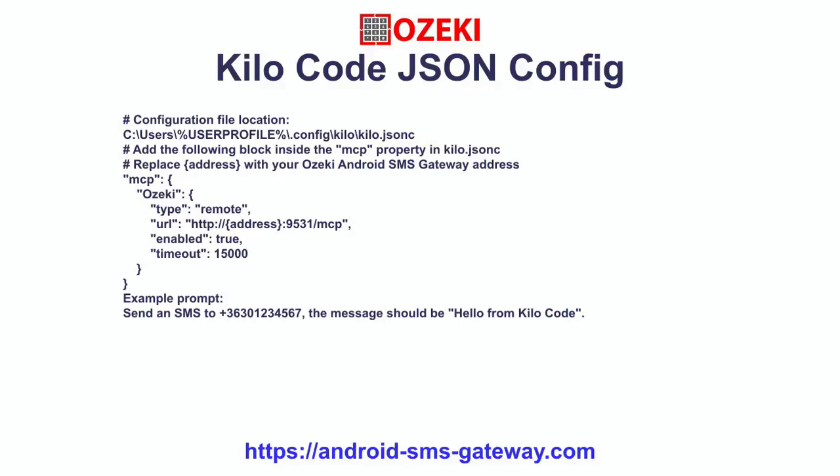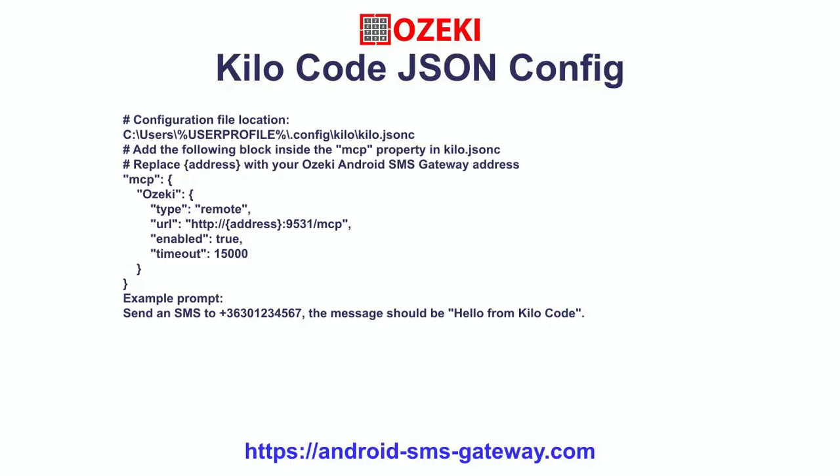Now, let's set up the Android MCP SMS server in Kilo Code. To do this, open the Kilo Code configuration file. Inside the MCP property, add a new configuration block for Ozeki. Set the type to remote and add the URL for your Ozeki Android SMS Gateway, making sure to replace the address placeholder with your actual gateway address. Then set enabled to true and define a timeout of 15,000 milliseconds. Once saved, Kilo Code will be able to communicate with your gateway.